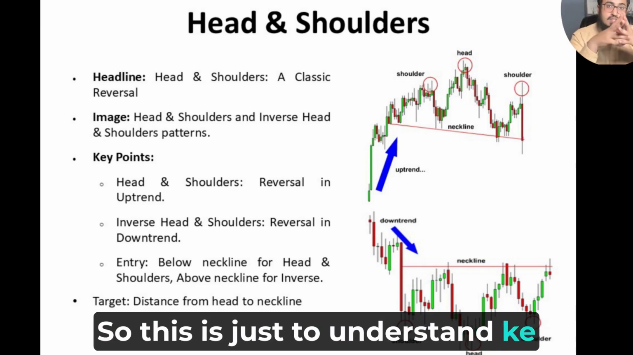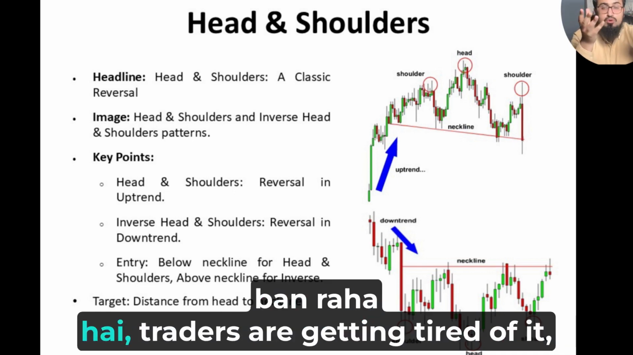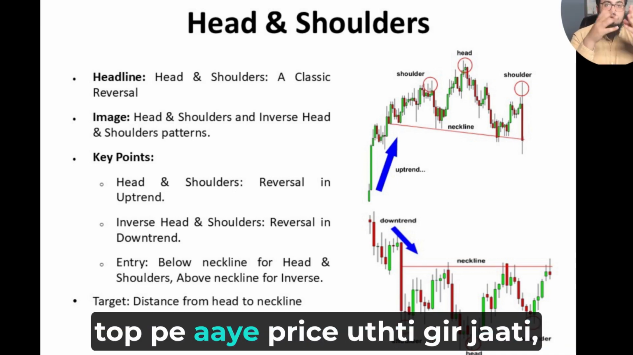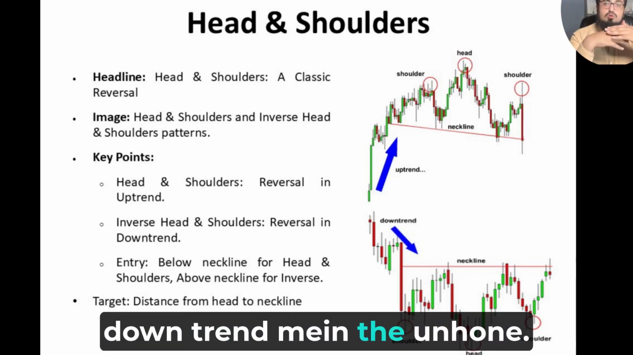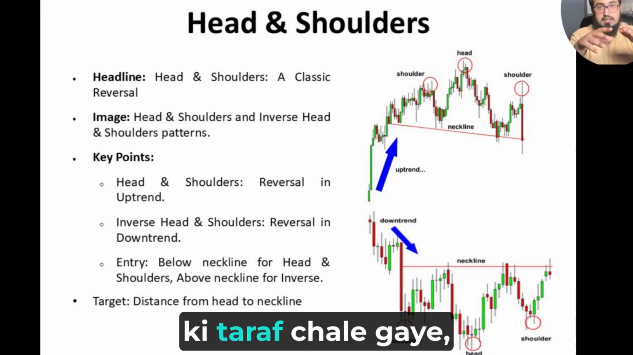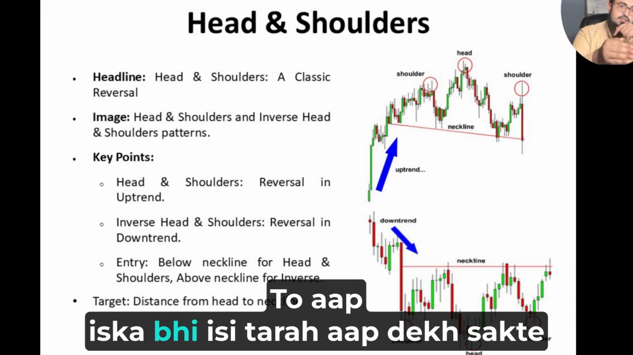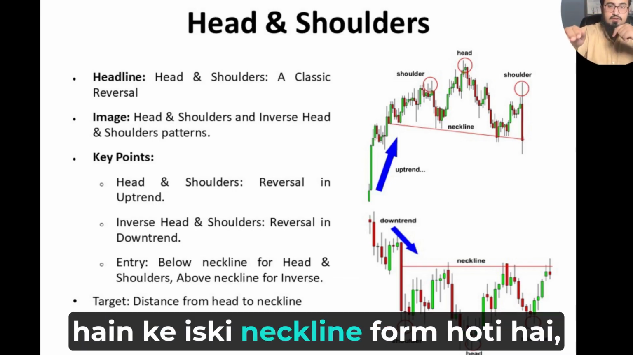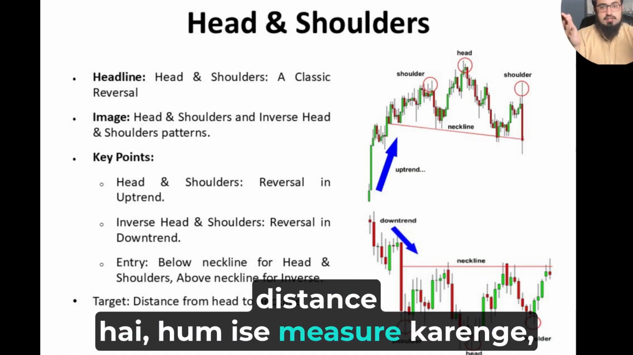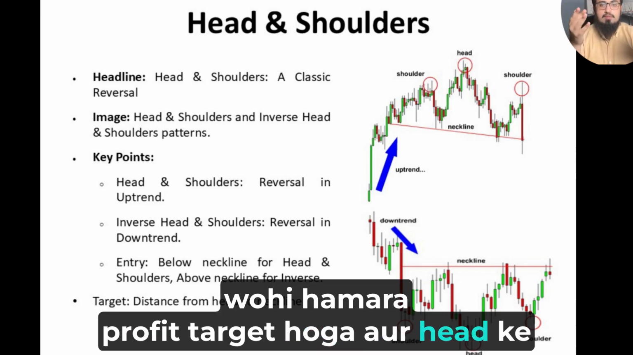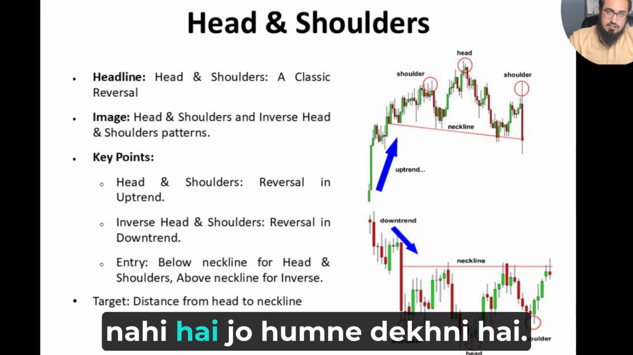So this is just to understand that price action varies, but we need to understand its purpose and why it is forming. The trader is getting tired, reaching the top. The price rises and falls, rises and falls. Traders who were in an uptrend or downtrend have lost courage or have moved towards profit taking. So we will find interest, reversal and collection, and we will trade that. For the neckline that forms, we will measure the distance from the head to the neckline. That will be our profit target. There is nothing different in this that we need to look at.